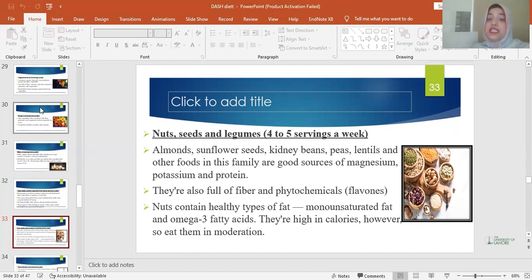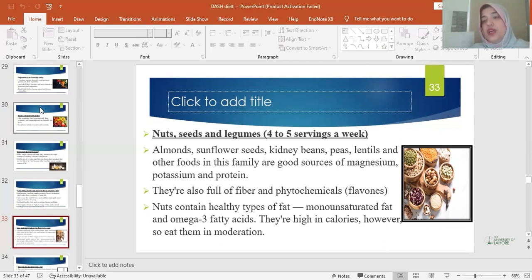Almonds, sunflower seeds, kidney beans, peas, lentils, and other foods are good sources of magnesium, potassium, and protein. They are also full of fiber and phytochemicals, flavonoids. Nuts contain healthy types of fat, monounsaturated fat, and omega-3 fatty acids. They are high in calories, however, so eat them in moderation. So moderation is the key.